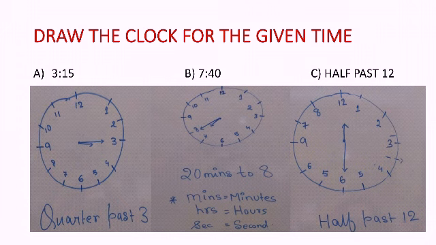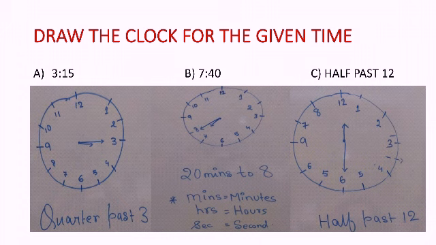Coming to the second one, number B, 7:40. So 7 is on the left hand side of the dot, that is the colon. So our hour hand will be pointing at 7, and on the right hand side of the dot is 40. So which number when you multiply by 5 you get 40 as an answer? 8 5s are 40. So the minute hand will point towards 8 because 8 5s are 40. Or you can write 20 minutes to 8, or you can write 40 minutes past 7, as you wish.